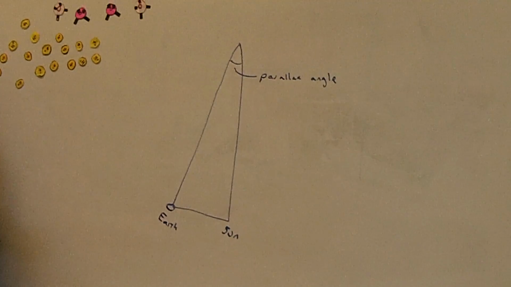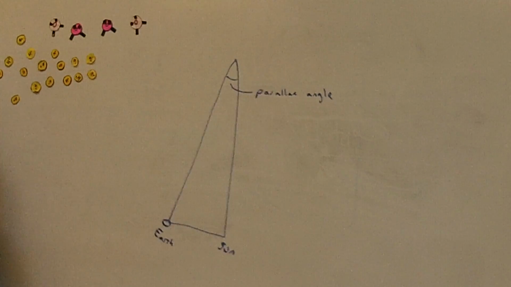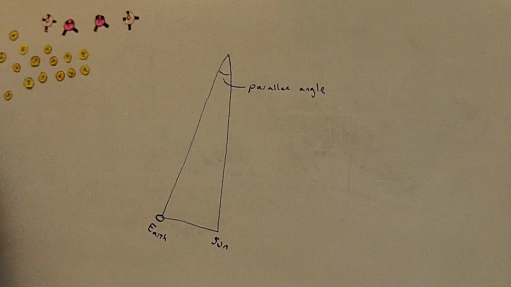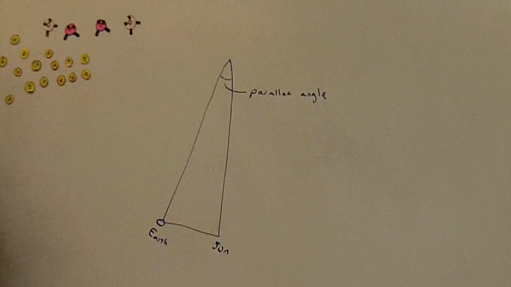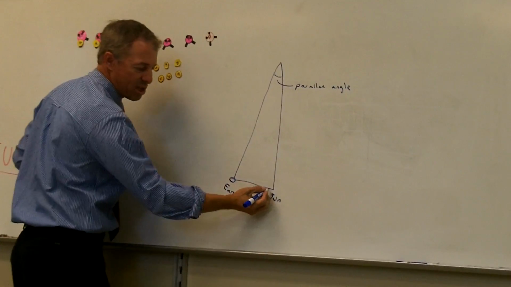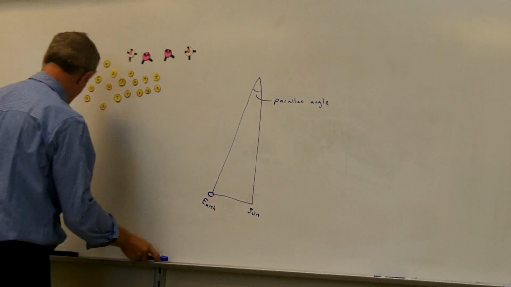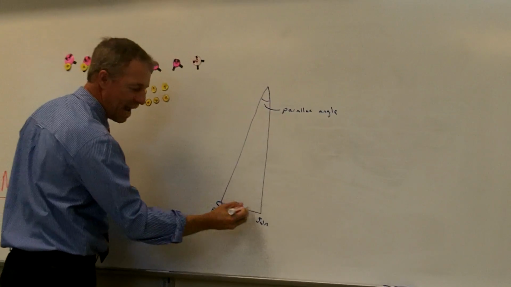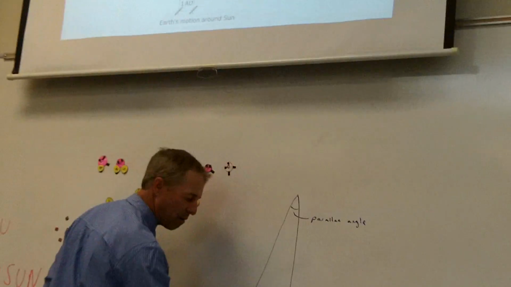Now, have y'all taken trig before? Trigonometry? Have you ever heard of sine and cosine and tangent? Y'all know that? So, think about it. We know this distance. What did you say this distance was? 93 million miles. This is 1 AU, or 93 million miles.